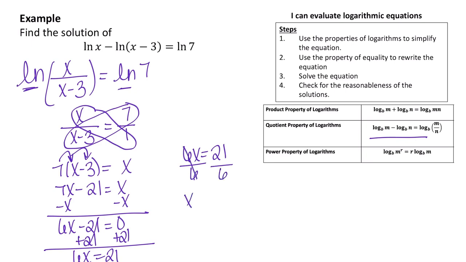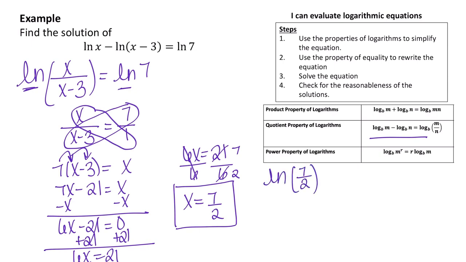And so that gives me x equals, well, 21 and 6 can be reduced, right? Both are divisible by 3. So we have 7 and we have 2. So x equals 7 over 2. We just want to make sure and plug into our original equation so that we're not taking the log of any negative numbers. So we have the natural log of 7 over 2 minus the natural log of 7 over 2 minus 3 equals the natural log of 7.